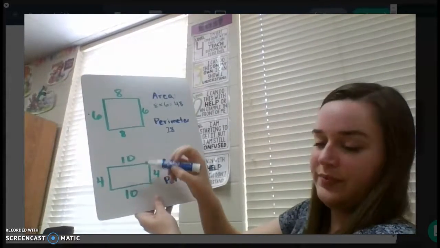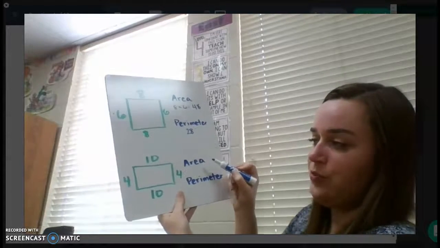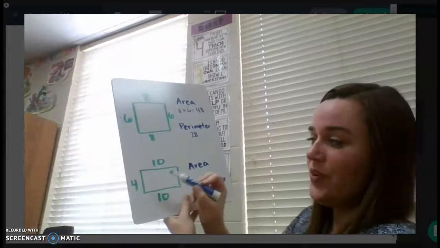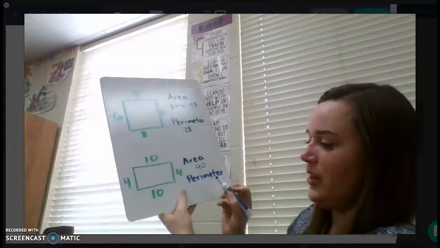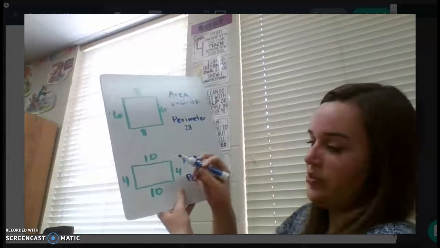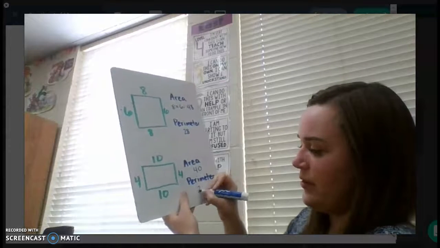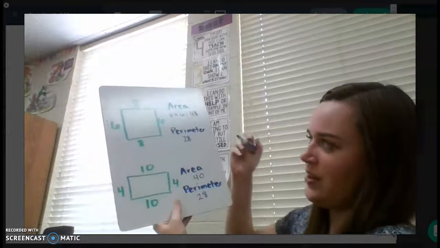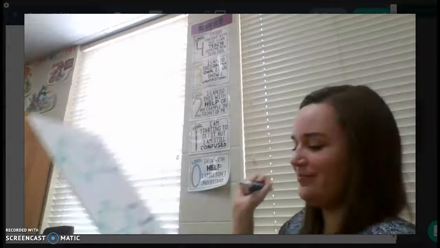We have filled in the rest of the sides. Area, we have to multiply the two sides. 4 times 10, 40. Perimeter is we add everything up. So 10 plus 10 is 20. 4 plus 4 is 8. We get 28. Hey, look, their perimeters are the same, but their areas are different.